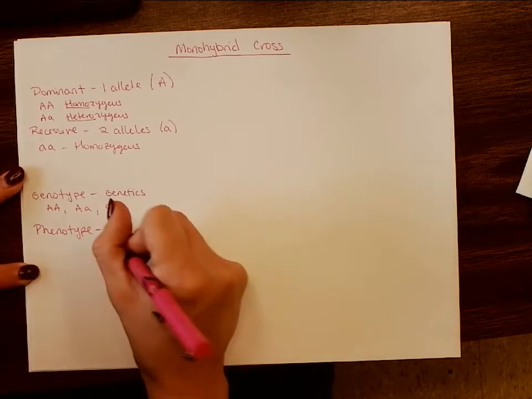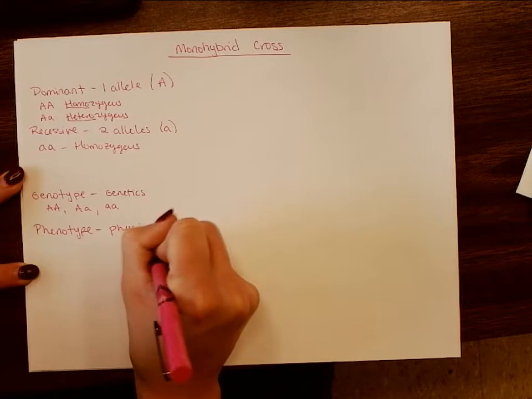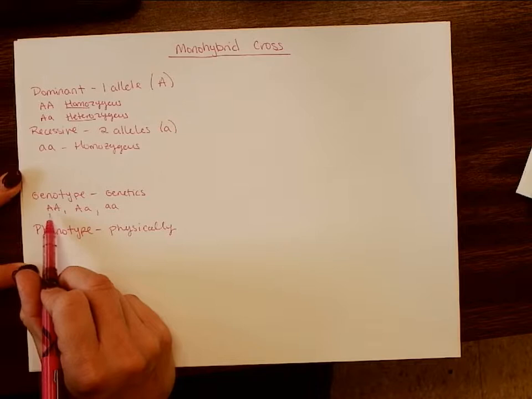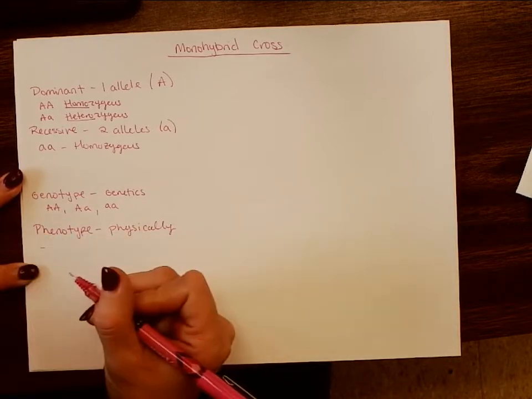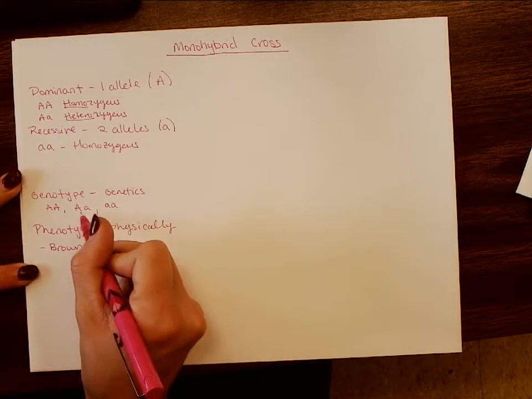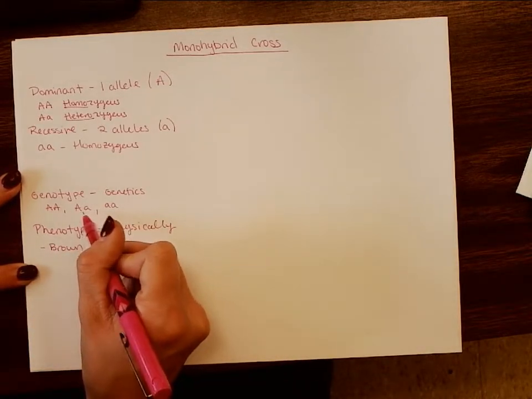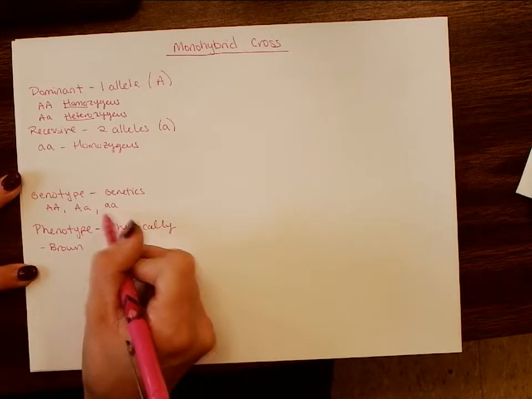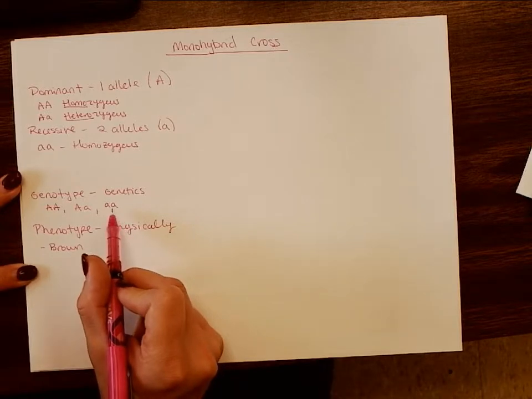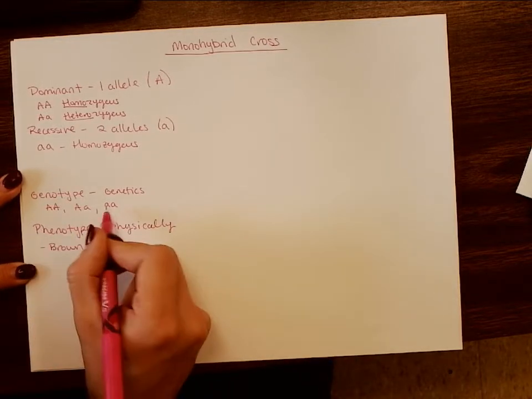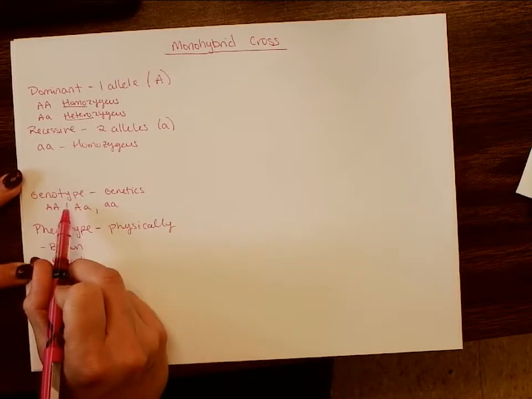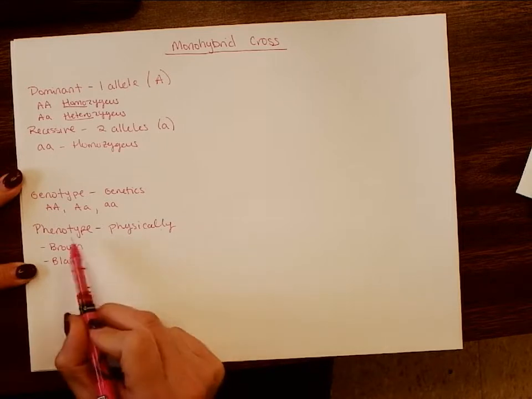And the phenotype is physically what this organism is going to look like. So maybe being capital, capital is going to give this organism brown fur. And then same thing with a capital lowercase. If brown is dominant, it's going to mask then having black fur. The only way we're going to get black fur physically is if we have the recessive phenotype. So little a, little a. So genetically, genotype, physically, phenotype.